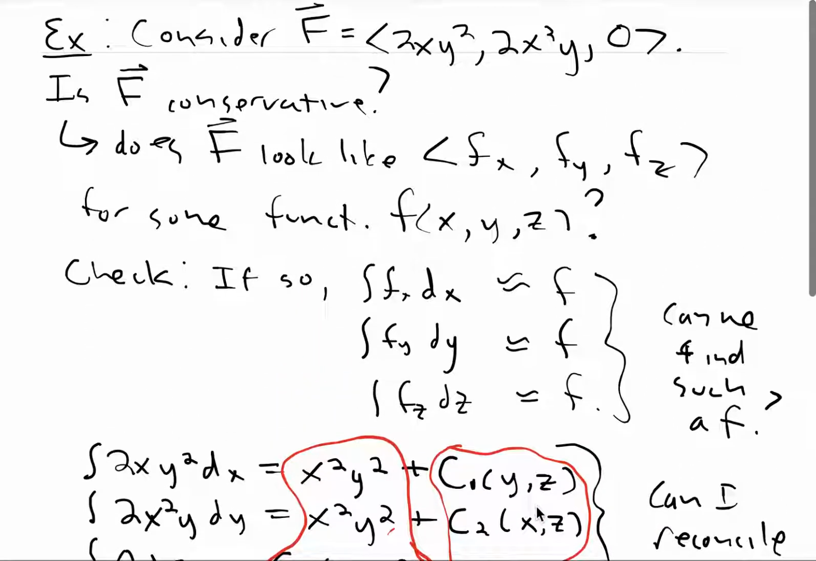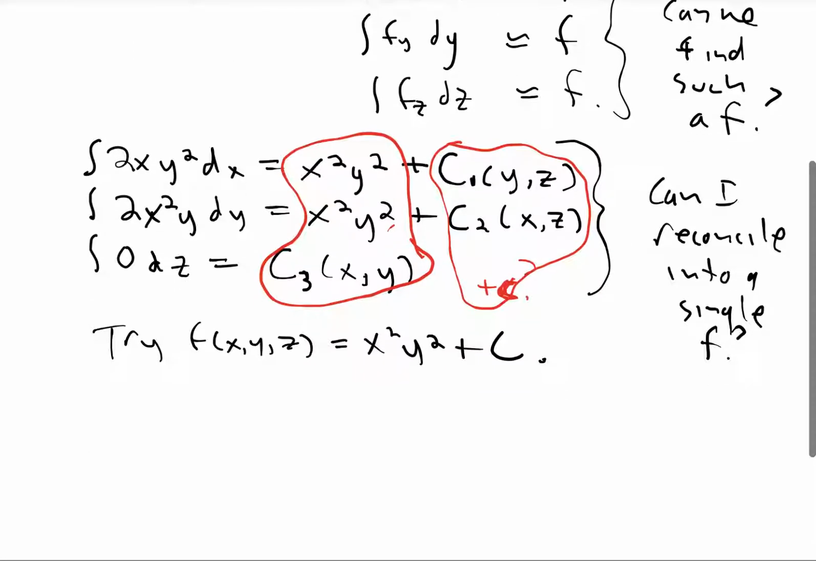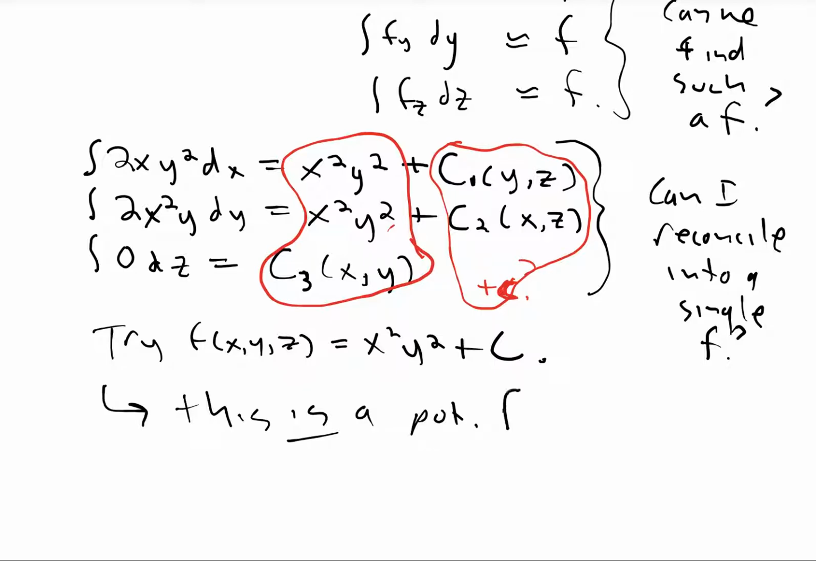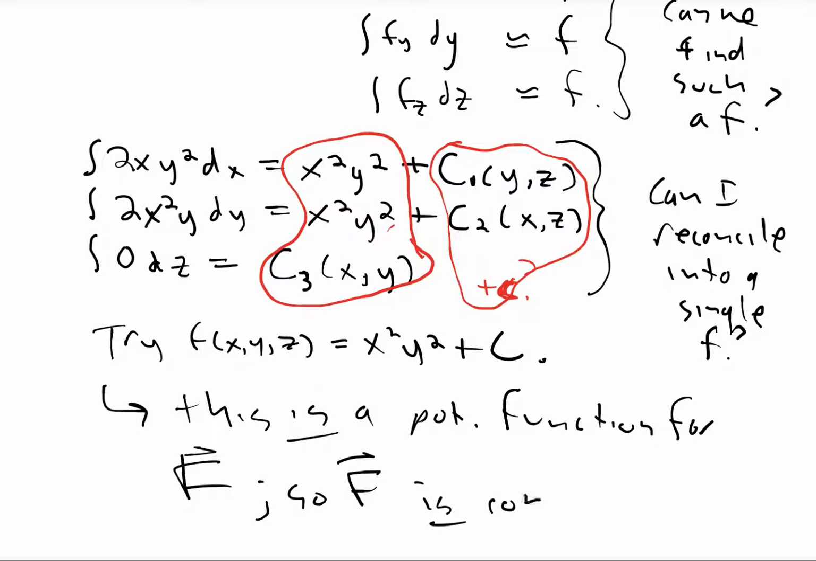So if I wanted to ask, consider this function, is F conservative? Well, did it look like a collection of partials for some function? Yes, right? Yes, it does. So since it does look like that collection of partials, okay, this is a potential function for that capital F. So since we've got a potential function, F is conservative.